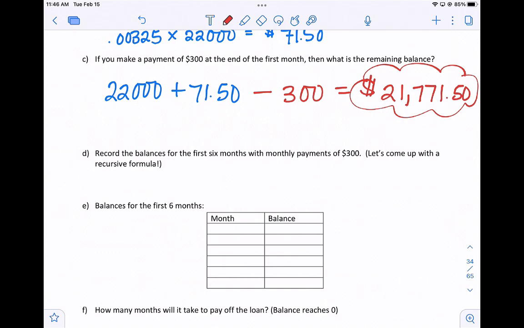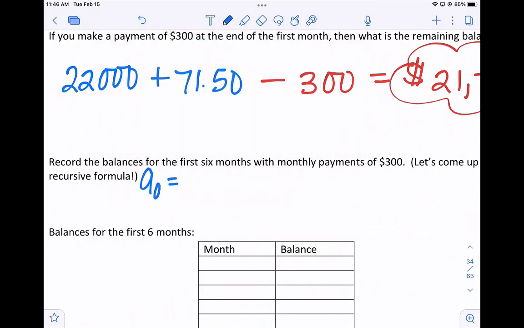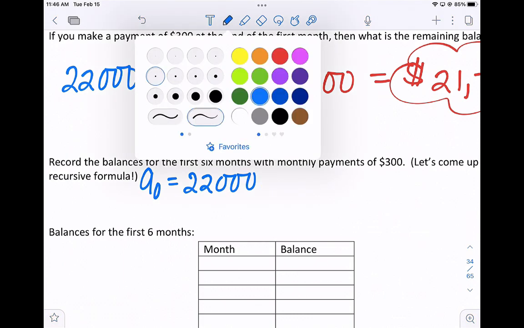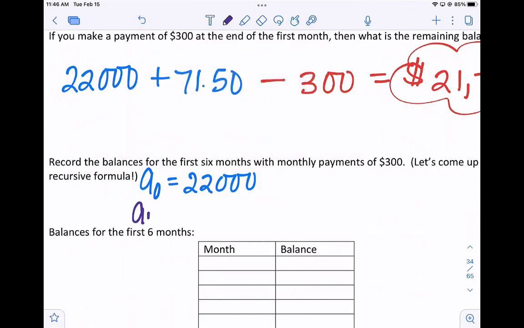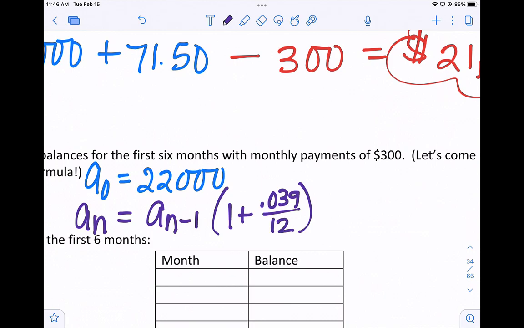All right, let's come up with a recursive formula. So our initial payment, A sub 0, or initial amount that we borrowed, is our $22,000. To find the amount that we owe after each month, A sub n, we take the amount that we owe the month before, but then we're going to multiply it by this interest rate, which increases at 0.039%, or 3.9%, but changed to a decimal, divided by 12. And then we're going to subtract, so this is how much it goes up by, but then we'll subtract our $300. And then every month we do that.